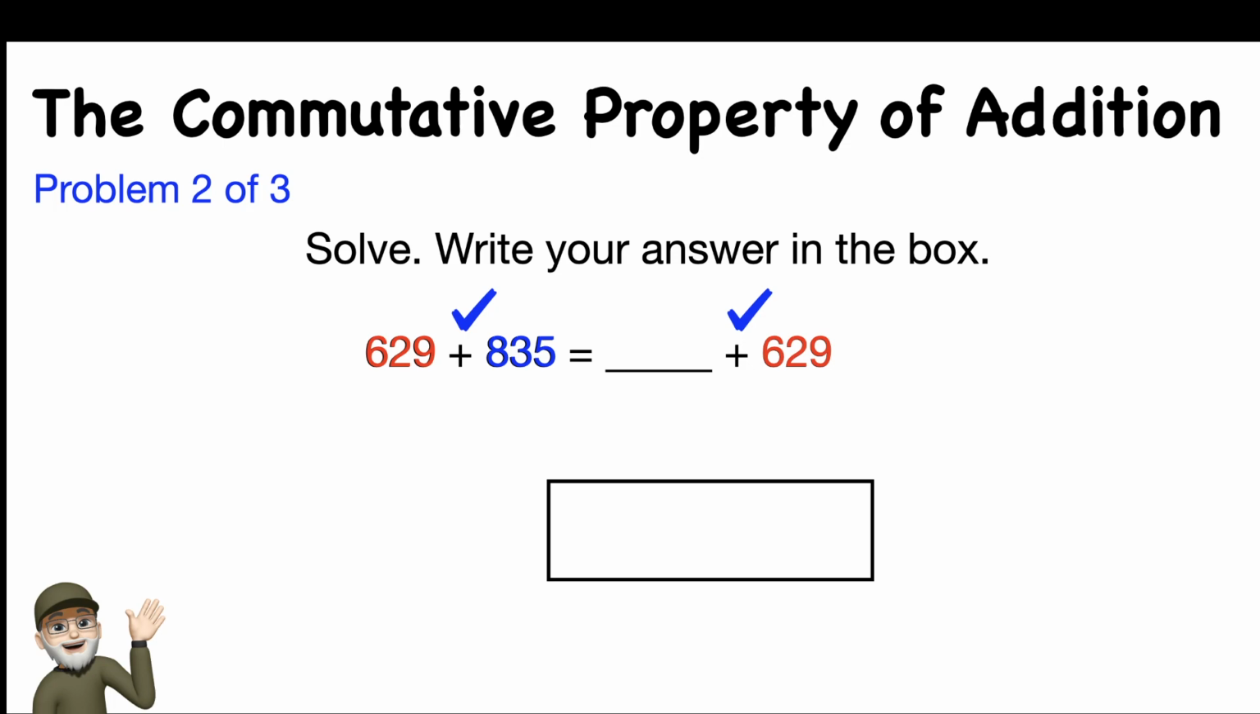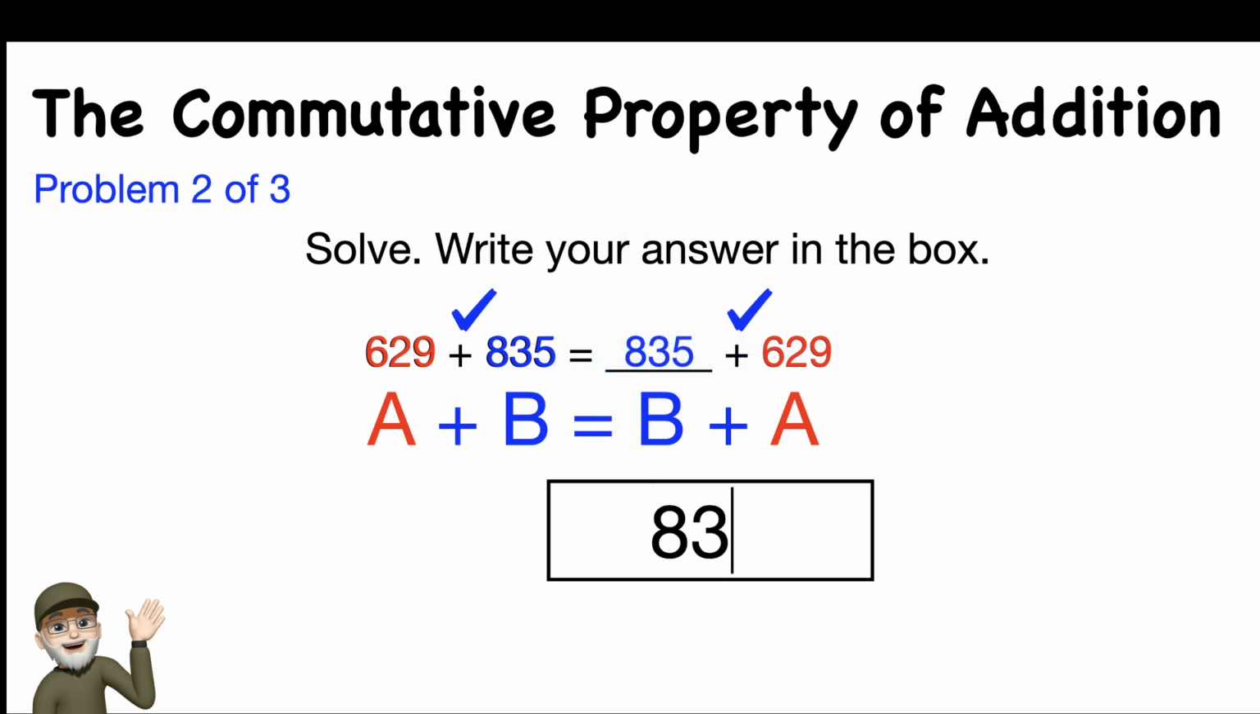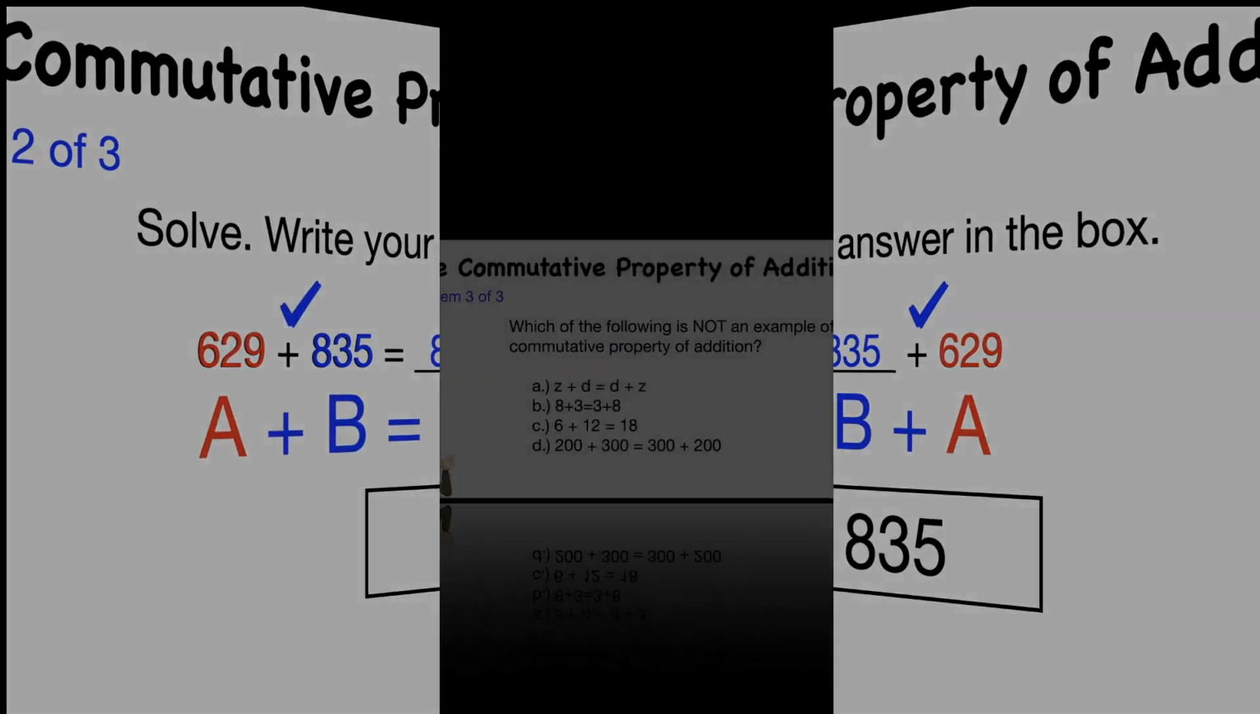Remember, the commutative property of addition is A plus B equals B plus A. Because they have to be equal, B on the left equals 835, which means that we're going to use B also on the right. So our answer is 835 for problem 2.